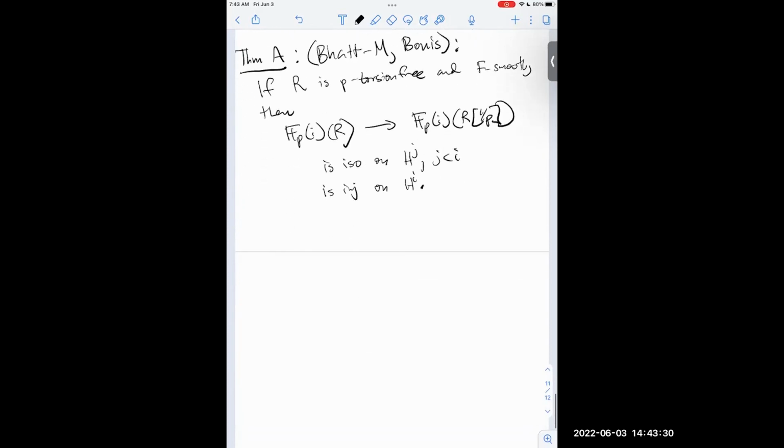Okay, so let me scroll up. So that's the relation with syntomic complexes, and then there's theorem B. This is in our article. If R is a p-complete Noetherian ring, then R is F smooth if and only if it's regular.